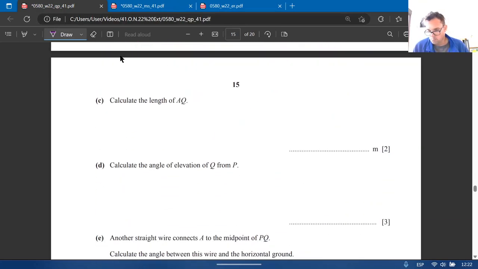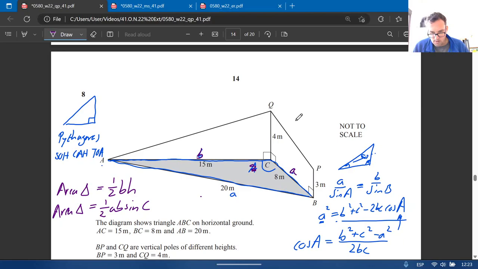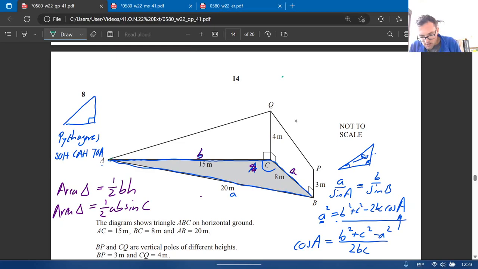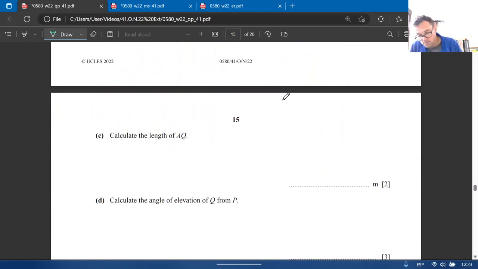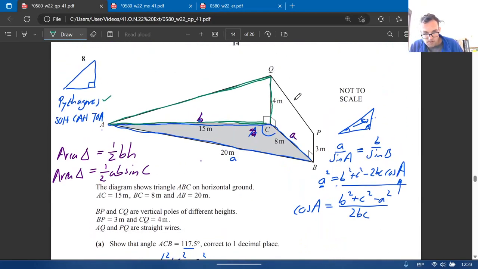And they're not finished yet with that shape. Calculate the length of AQ. Alright, so AQ. AQ is that length, and lo and behold, it's inside a right angle triangle. When we work with a right angle triangle and we're not using any of the angles, we use, of course, Pythagoras. So Pythagoras rule here would be the hypotenuse, which is AQ, squared equals the other two sides squared together. So AC squared plus CQ squared.